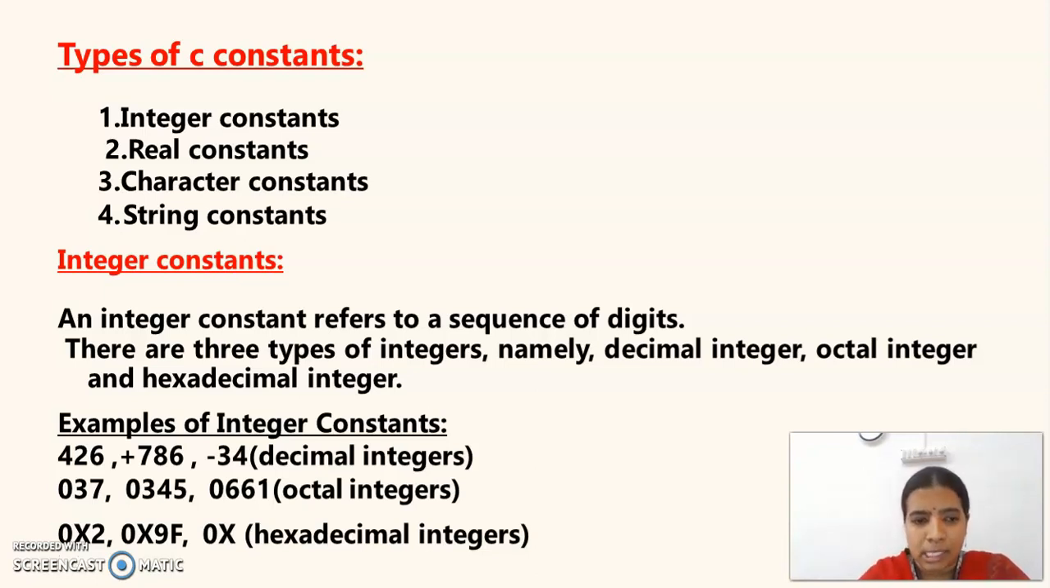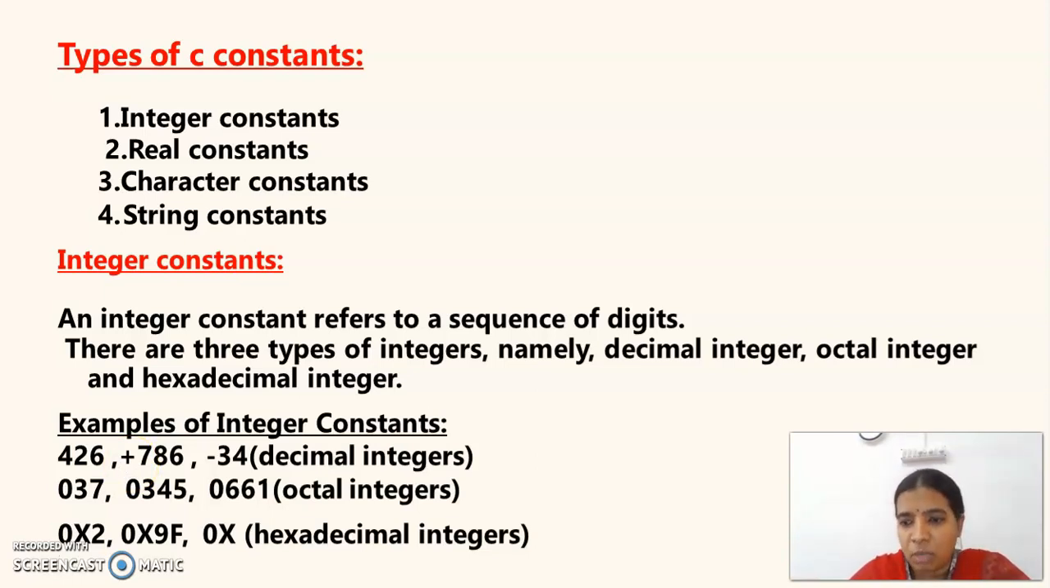So preceded by a 0, that means if I write 07, 034, 037, 0345, 0661, in this case, yes, you precede it with a 0, it becomes an octal constant. You precede it with 0x, it becomes a hexadecimal constant, and if you just write it like that, it becomes a normal decimal constant or an integer constant.